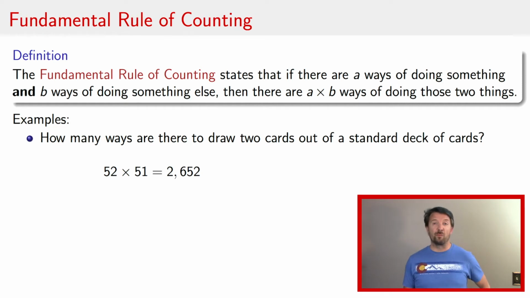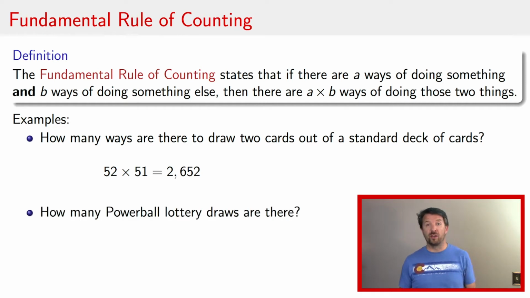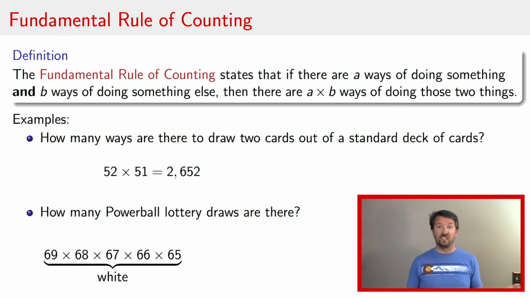As a second example, we'll consider a Powerball lottery. The Powerball lottery has 69 white balls and 26 red balls. You start by drawing 5 of those white balls without replacement, and then you draw 1 red ball. And so you ask yourself, how many different Powerball lottery draws are there? How many ways are there to draw the first ball? Well, there's 69. We're doing this without replacement. The balls in the lottery do not go back in the bin to be chosen again.